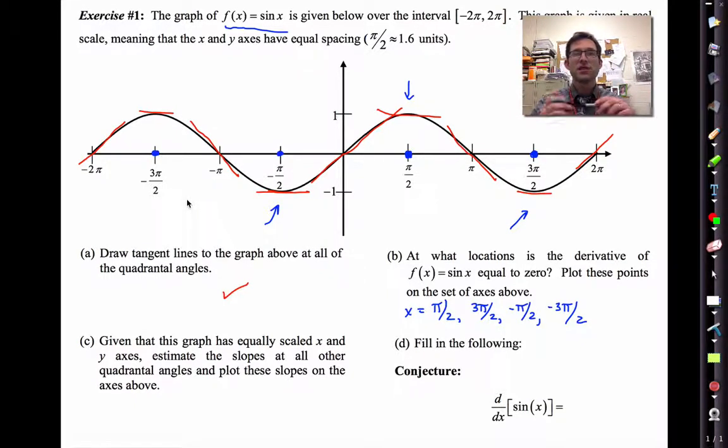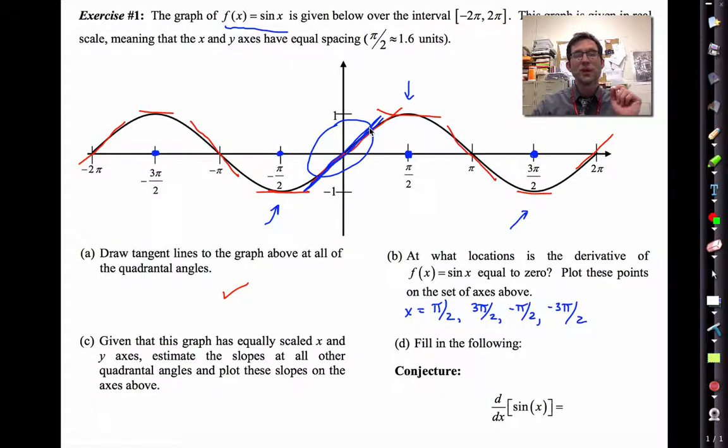Now, letter C says, given that the graph has equally scaled x and y axes, estimate the slopes at all the other quadrantal angles and plot these slopes on the axes above. So what I'd like to do is really just hone in on this one tangent line. I'm going to draw over it in blue. Hopefully that's not going to become even more confusing. But if I had to ask you to take one shot at what that slope is, one shot, what would it be?